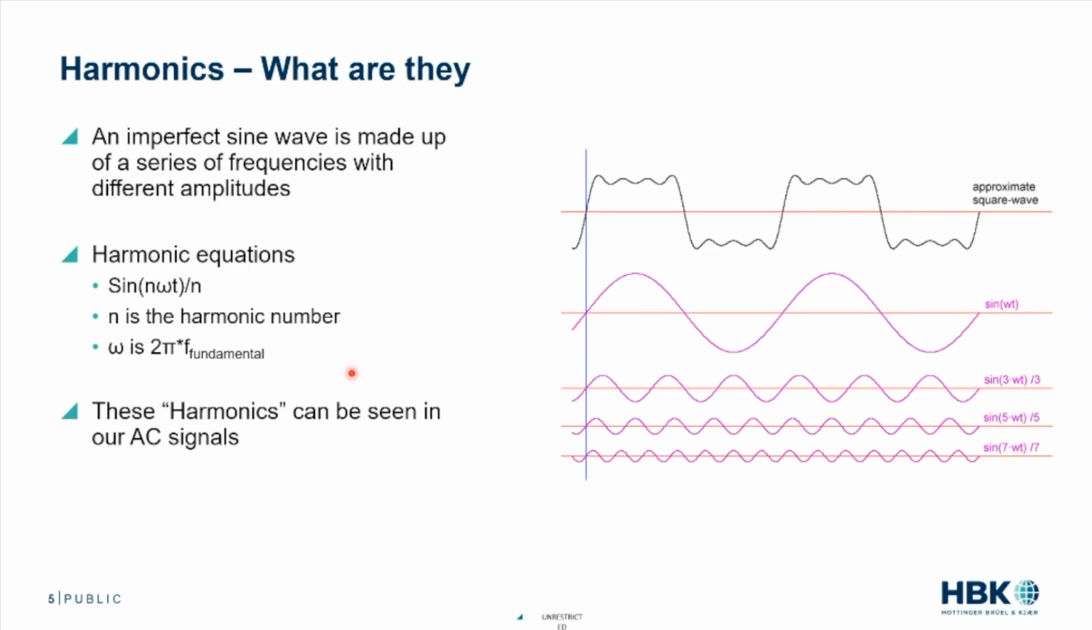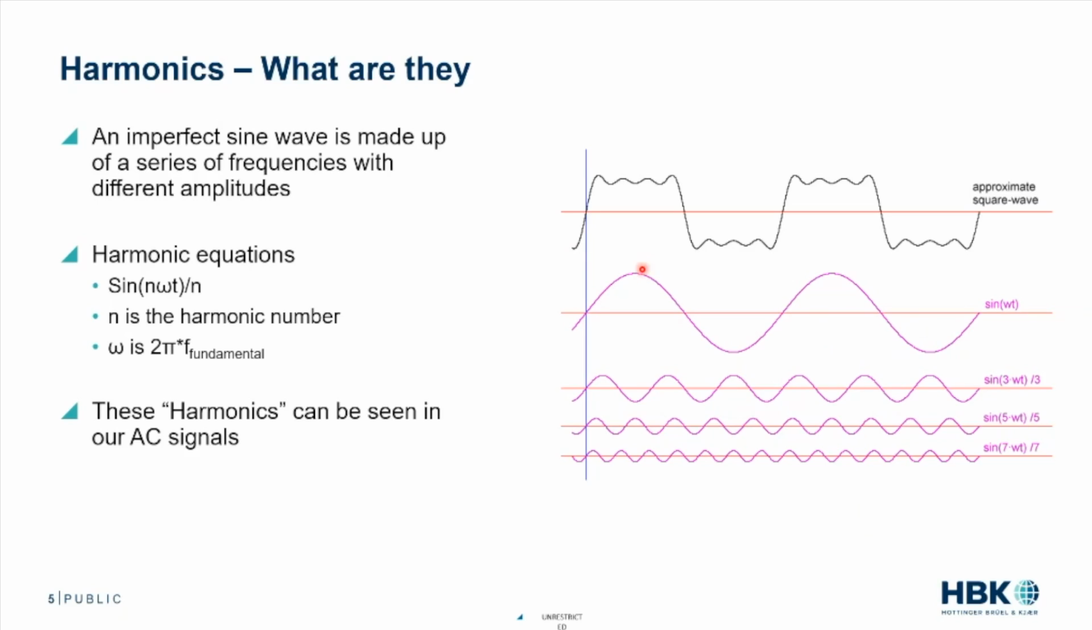So getting a little closer to the actual motors and what the harmonics we're talking about are. If we take an imperfect sine wave, so we have this square wave with this kind of wavy top and wavy bottom, an approximate square wave, well, we can break that down into its different frequency components.